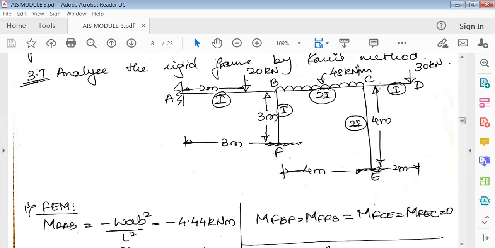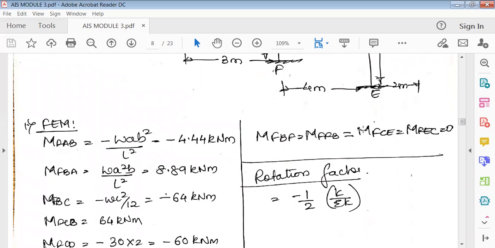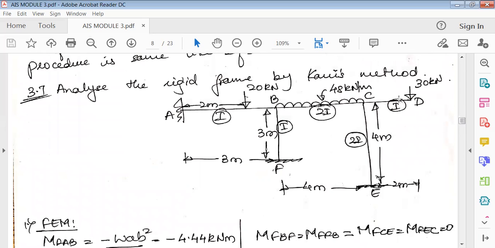Then CD will not exist. The bending moment in CD is minus 30 into 2, that is 60. The fixed end moment at D is 0 because it's simply supported. Then BF and CE, these are the columns. In the columns there is no load acting anywhere, so MFBF, MFFB, MFCE, MFEC, they all are columns without loadings. Because they are without loadings, the moment is 0.